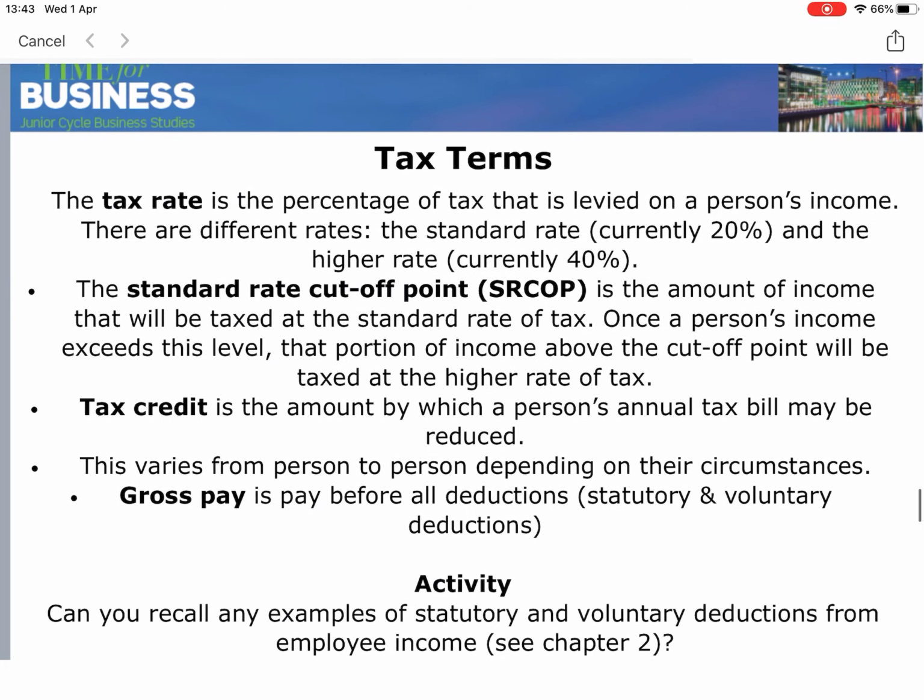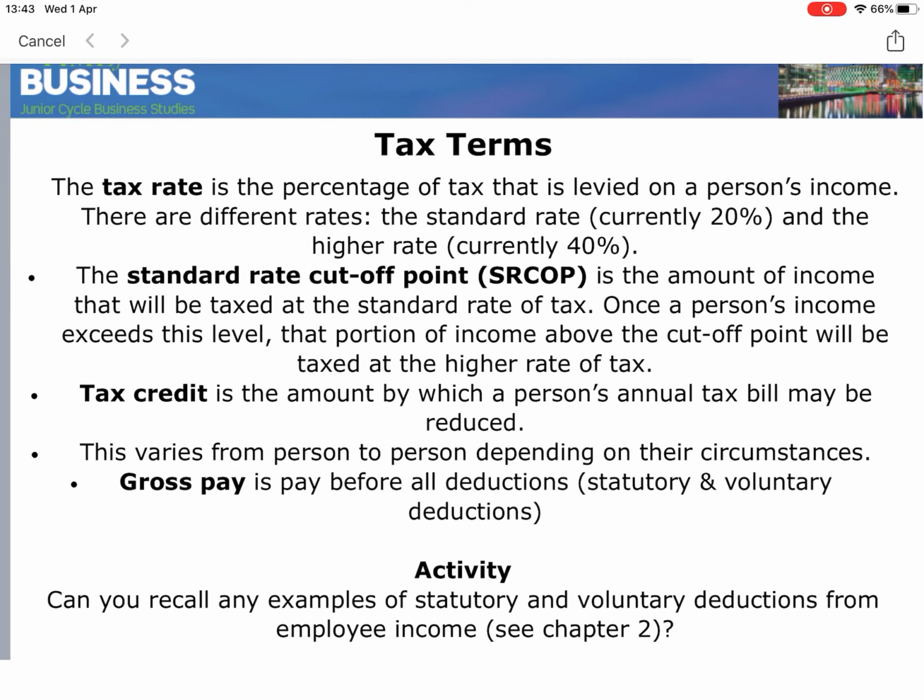So if we're looking down here then, a tax rate, you've got two of them. You've got a low tax rate, which is a standard tax rate, so that's currently at 20%, and then any more money that you earn above that, you'll be charged at 40%. Leading on from that, you have this thing called a standard rate cutoff point. Basically, that means the amount of money that you earn that is taxed at the low rate. That is your standard rate cutoff point.